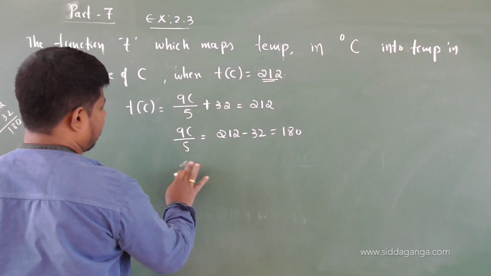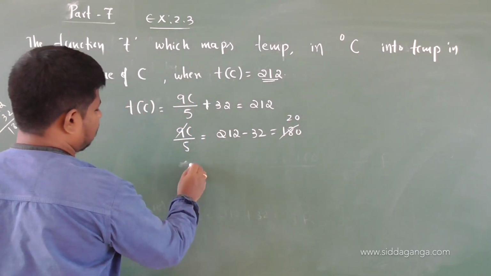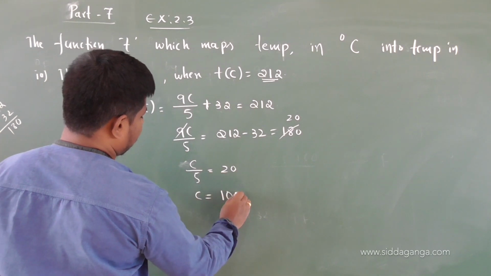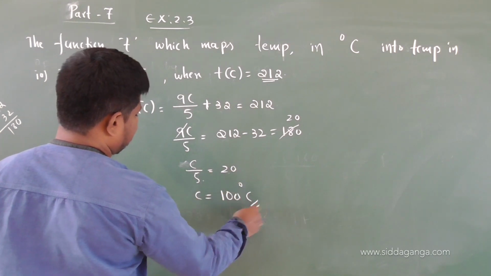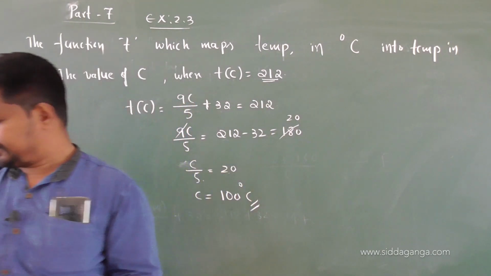So 9C by 5 is equal to 180, so C by 5 is equal to 20. C is equal to 20 into 5, which is 100 degree centigrade. So 100 degree centigrade is equal to 212 degree Fahrenheit. That's it.